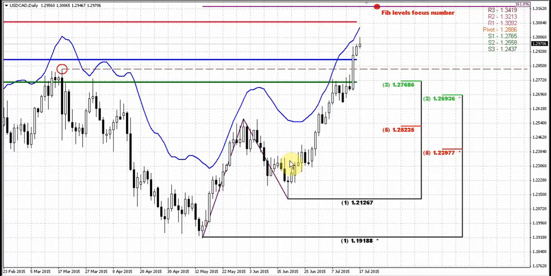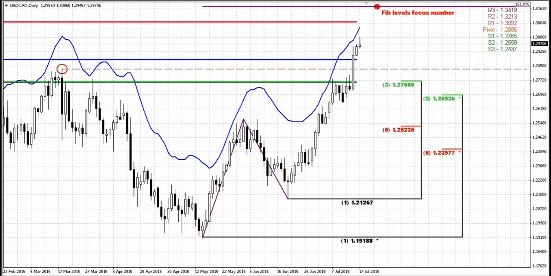The fundamental background also mostly supports further weakness in the Canadian dollar. You know about the rate cutting from the Central Bank of Canada. Also, there are not really good statistics on the fundamental part of Canada, and crude oil prices are also falling.